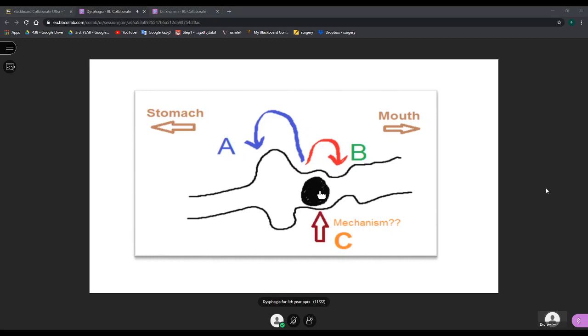And that is what happens actually in achalasia. You get destruction of the Auerbach plexus, and when you get destruction of this plexus, the patient loses the ability of peristalsis, or cannot exhibit normal peristalsis. And this is the main mechanism of achalasia, actually.